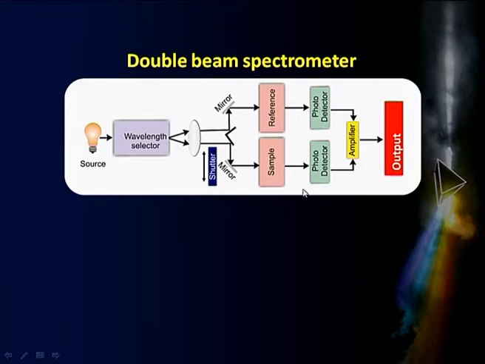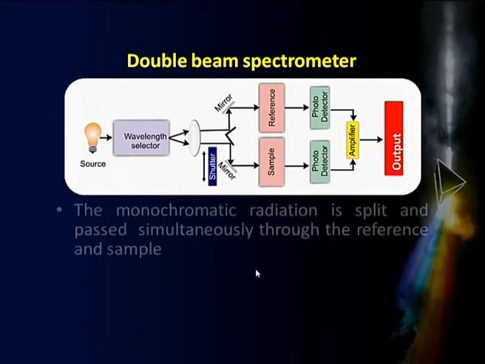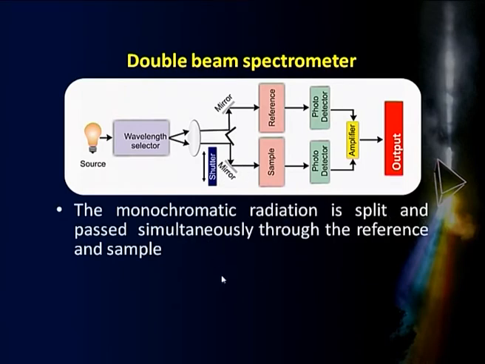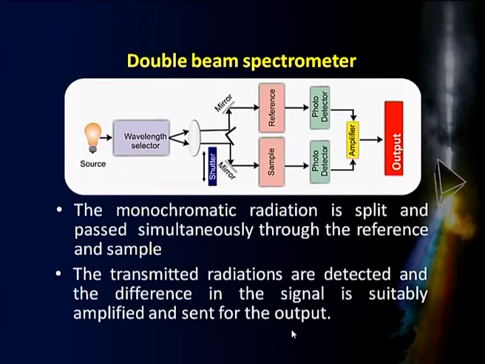So, what happens is we are saving on time, because what we did in the case of single beam was that we first run the spectrum for the reference, then for the sample, or vice versa, and subtract either manually or with the help of a computer. Now, in the double beam spectrometer, the monochromatic radiation is made to split and pass simultaneously through the reference as well as sample, and the output of the reference side and the sample side are processed by the computer, amplified and given as an output. So, the difference in signal is measured in one go. You do not have to take two spectra and make a subtraction, this is done simultaneously.